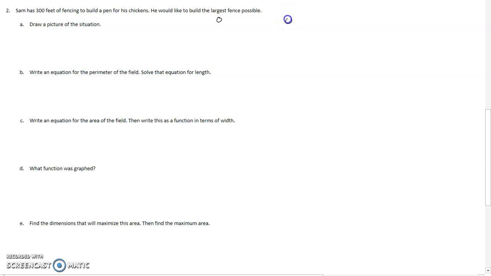I'm going to draw this pen that I'm trying to build. I know that my pen is going to use 300 feet of fencing because that's what I've got. And so there is my pen. And there's a chicken in the pen. Perfect. All right.